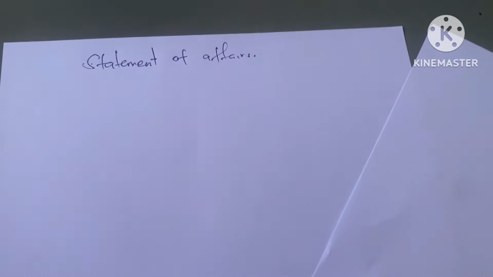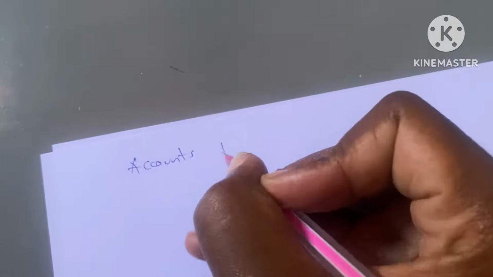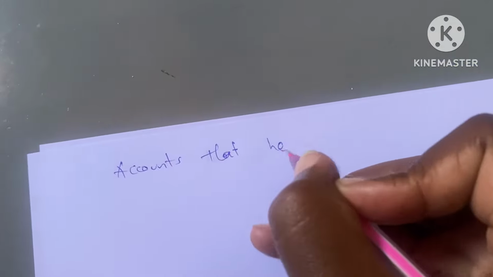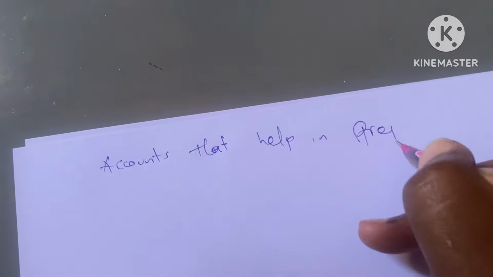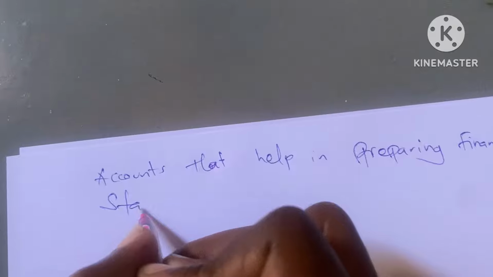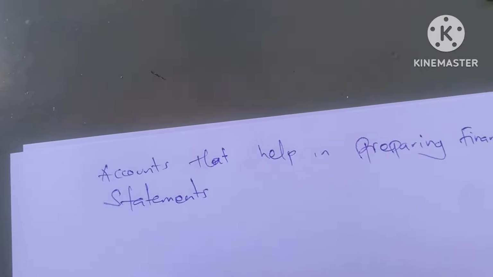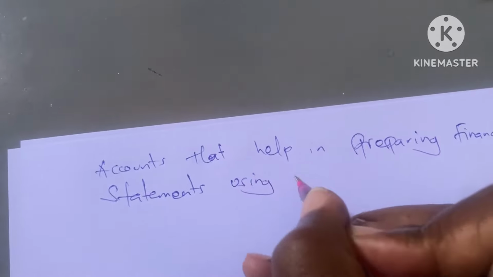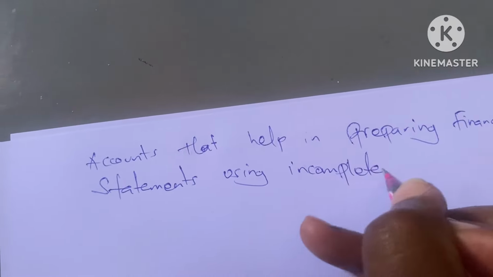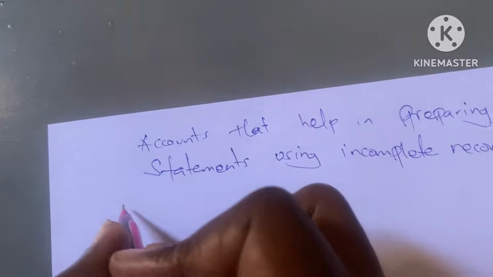Single entry and incomplete records, and in this video we are going to be looking at the statement of affairs. So we have the accounts that help in preparing financial statements. By financial statements, we mainly mean the statement of profit or loss and then the balance sheet, using incomplete records.